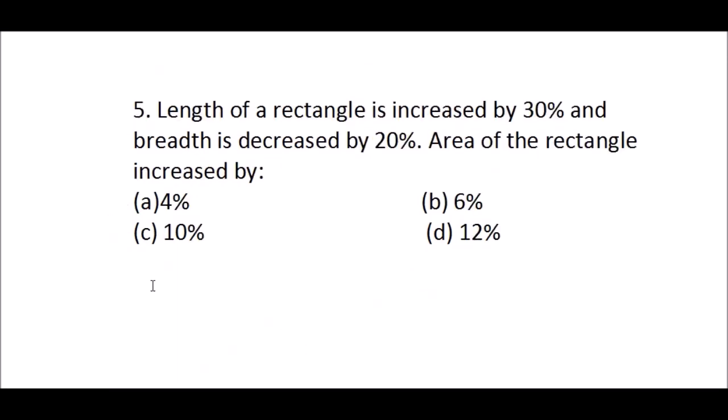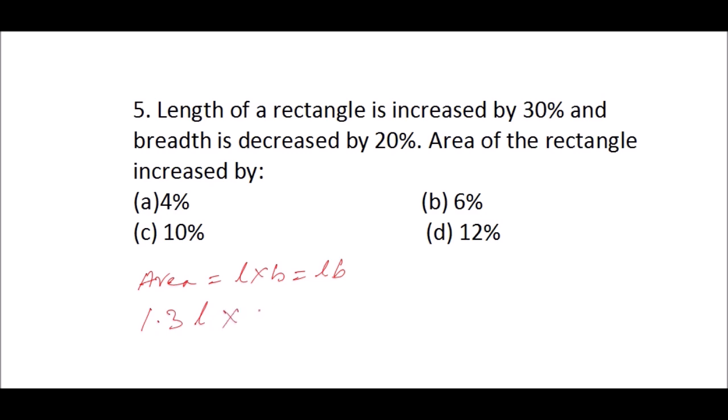The next problem is: the length of a rectangle is increased by 30% and breadth is decreased by 20%. The area of the rectangle increased by how much percentage? Now, original area is equal to length into breadth. After length is incremented by 30%, the length would become 1.3 L multiplied by the breadth.